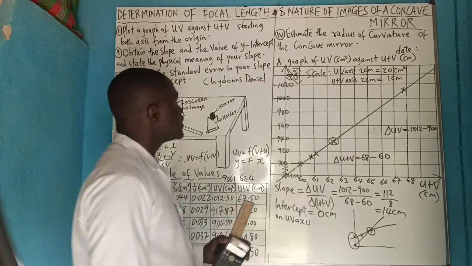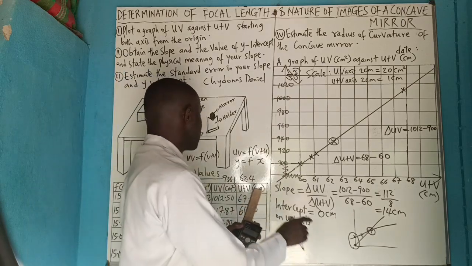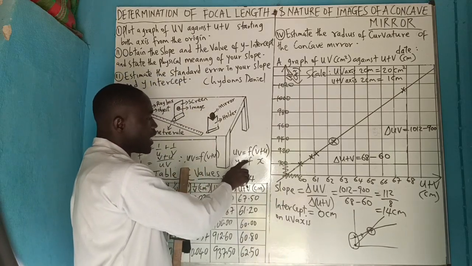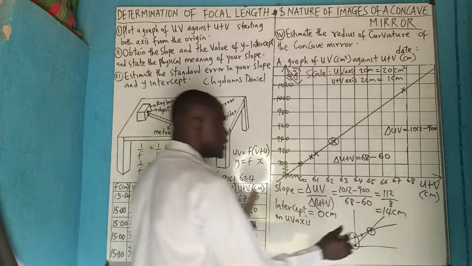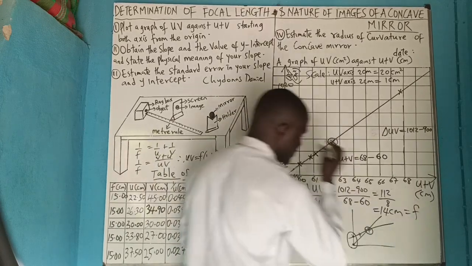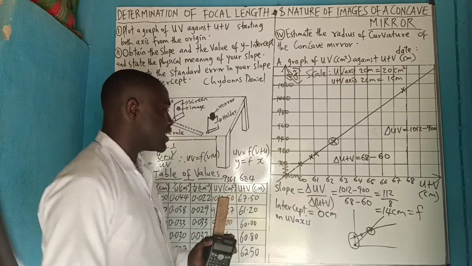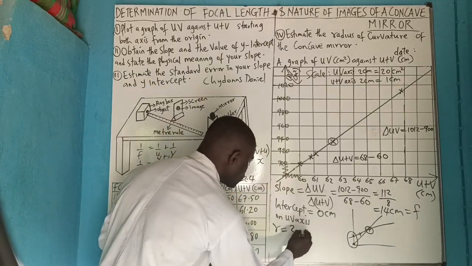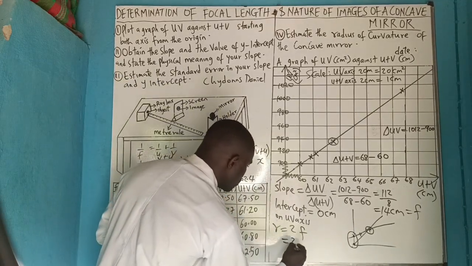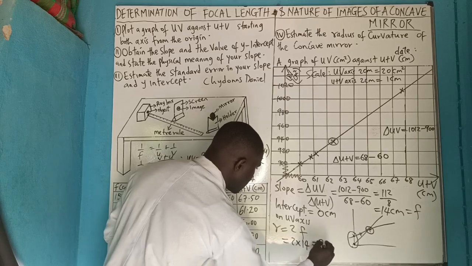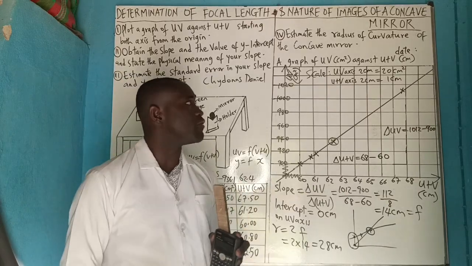The next question is: estimate the radius of curvature of the concave mirror. Now we said from here that y equals fx. When you plot the graph of this against this, they become the what? Focal length. So this automatically becomes your focal length. Since radius is equal to 2f, radius of curvature equals 2 times focal length, we say 2 times 14, that will give you 28 cm. That becomes the radius of curvature of the concave mirror.